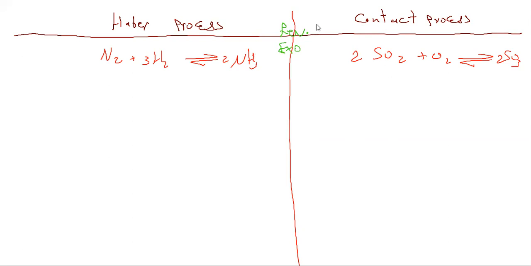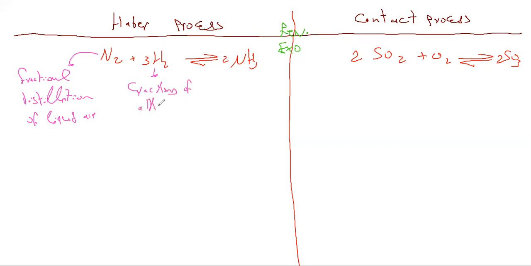How can we obtain nitrogen? Fractional distillation of liquid air. Hydrogen from cracking of alkane, this is inorganic, or electrolysis of water. Sulfur trioxide, burning fossil fuels containing sulfur.